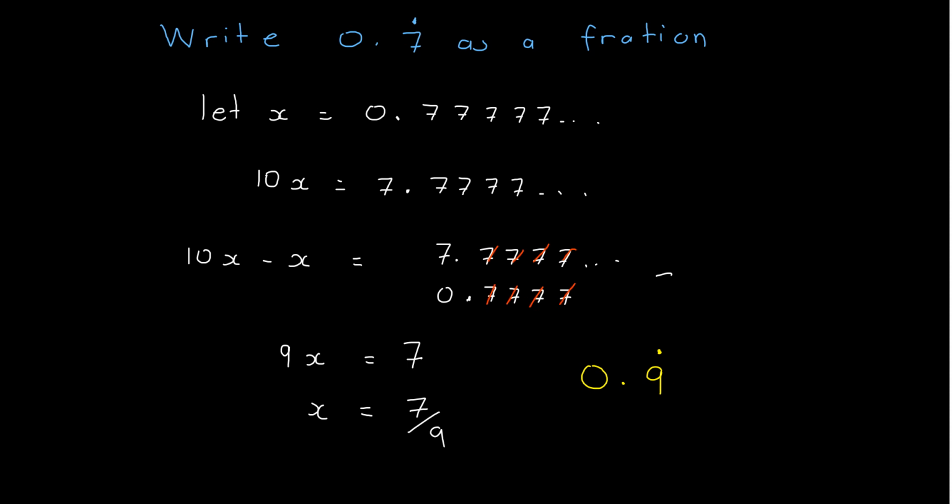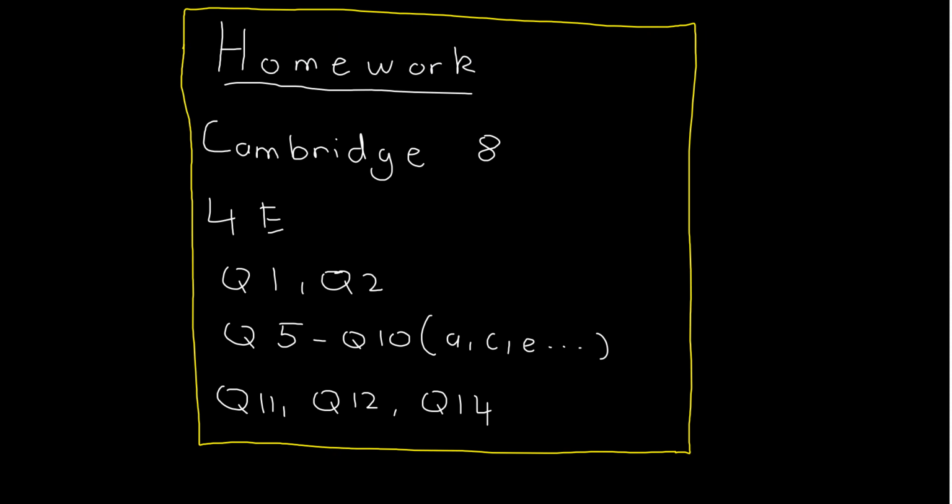Okay, guys, that's it. So let's now have a look at our homework, and we are going to be working on Cambridge 8 for E, all of question 1, all of question 2, then the questions from 5 to 10 and every second part of those, so A, C, E, and so on and so on. That means A, C, E, G, I, K, and so on until you can't do any more because you run out of questions. And then question 11, question 12, and 14.